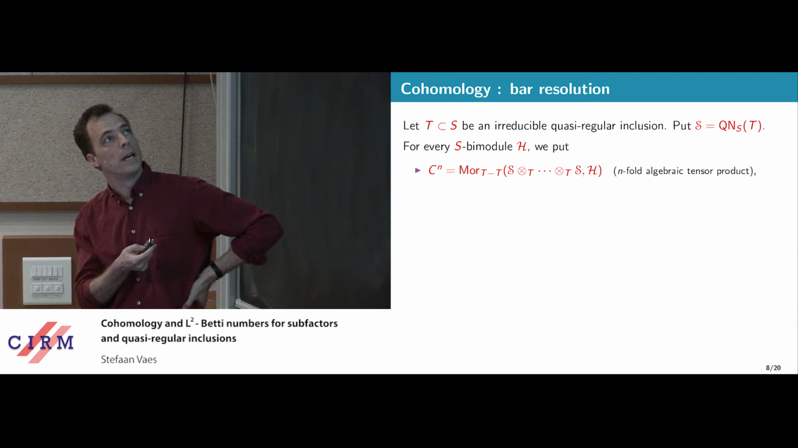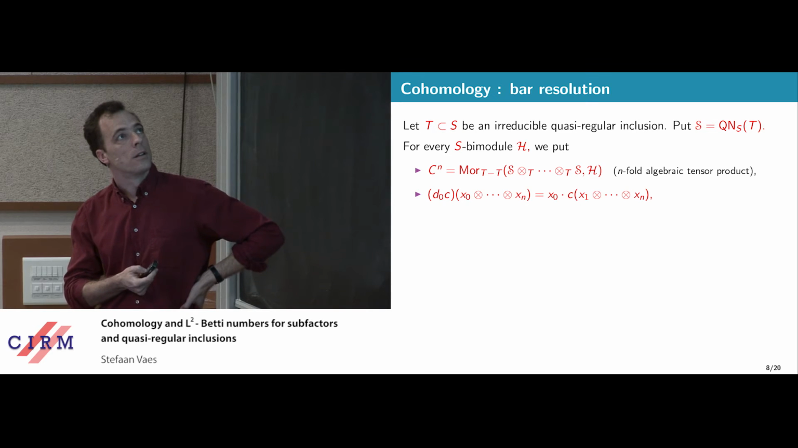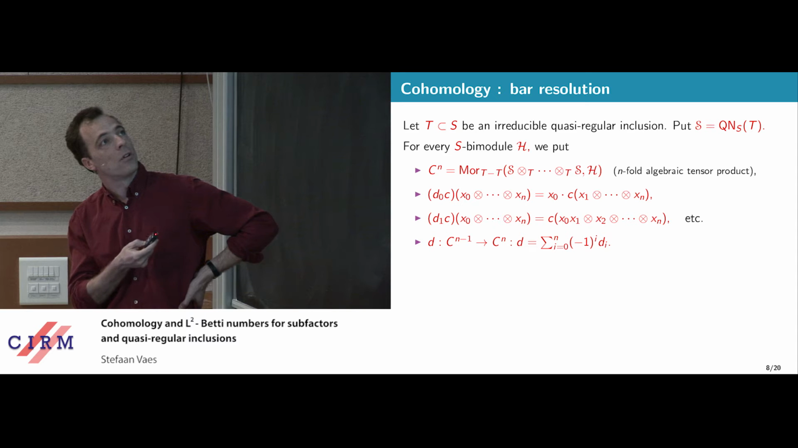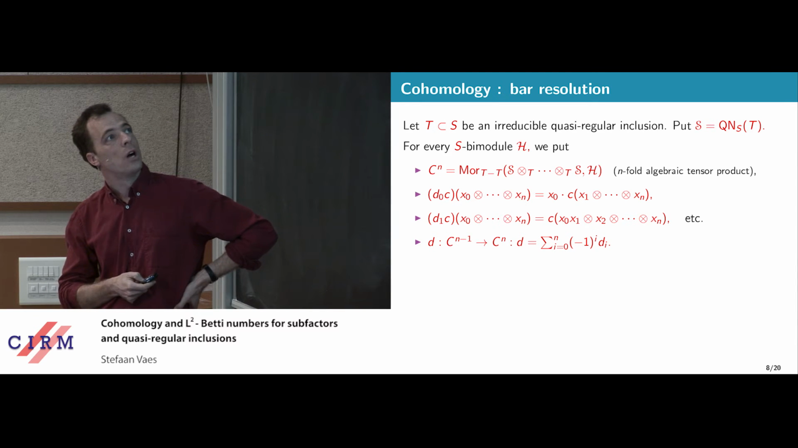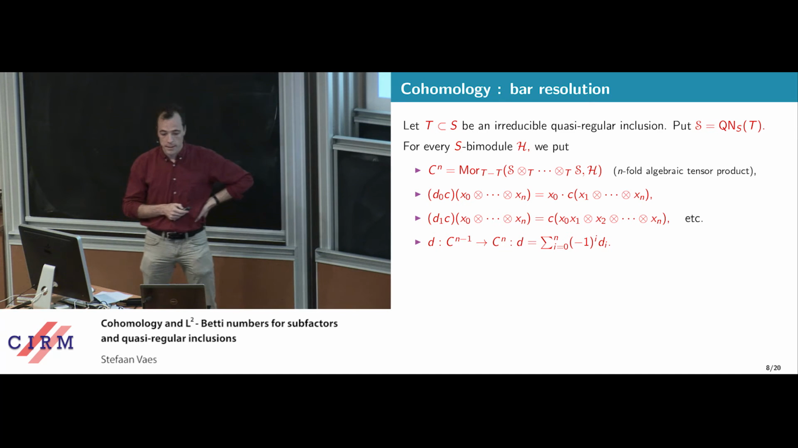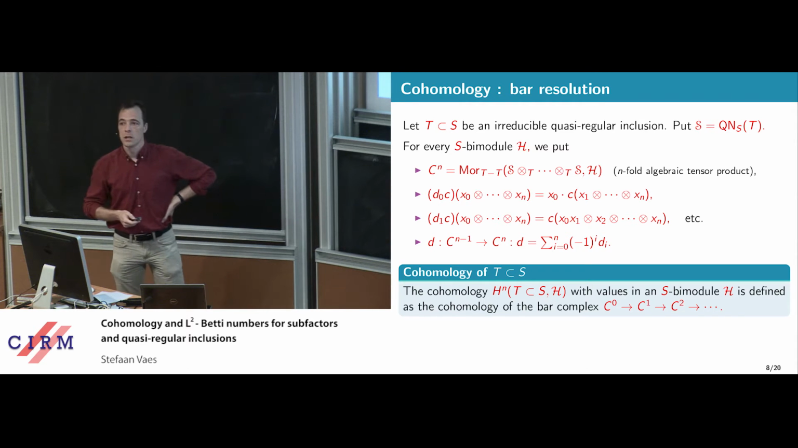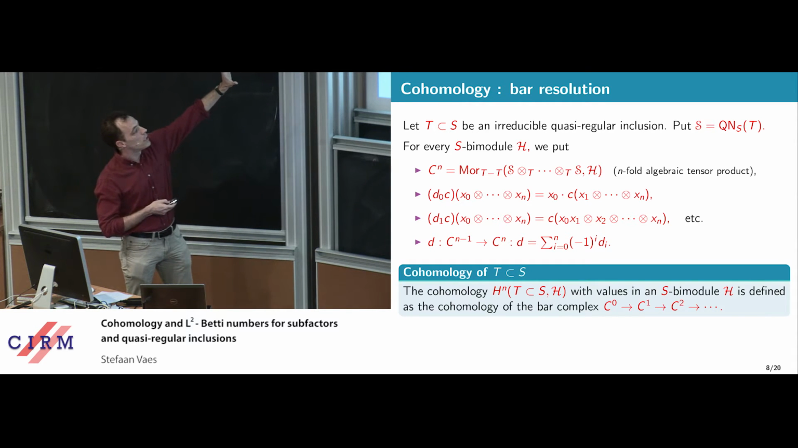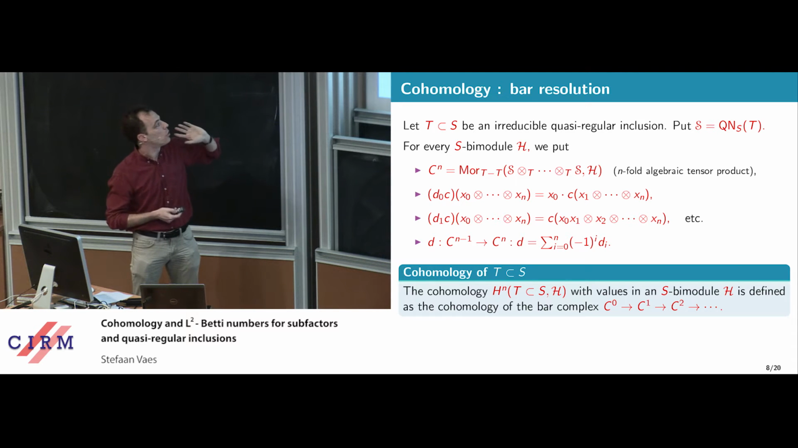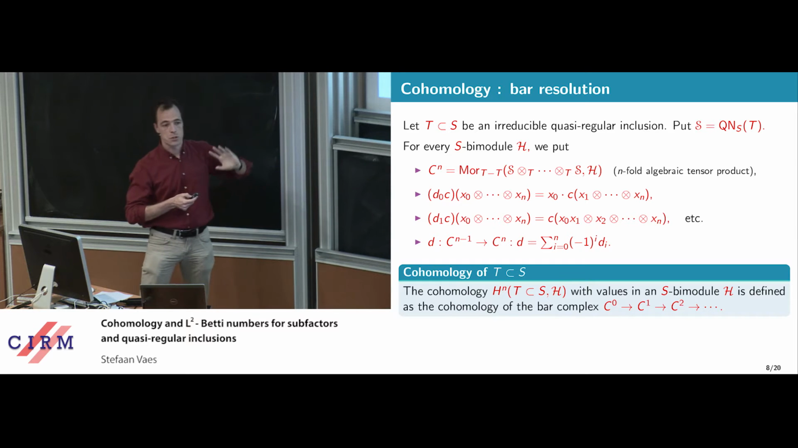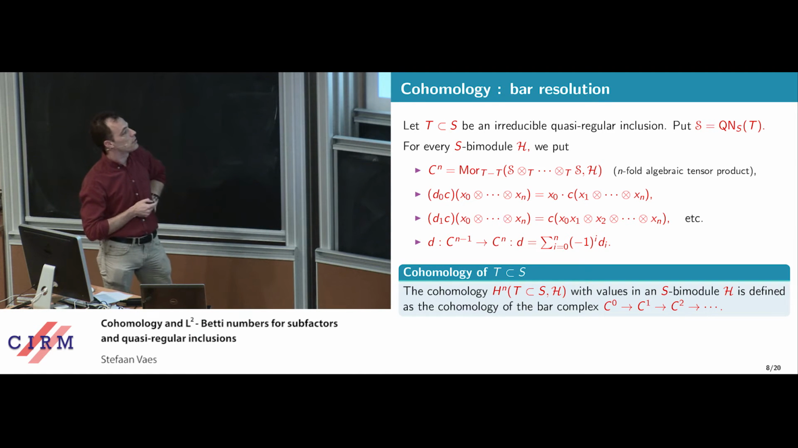and you take T bimodule maps to H. And what are the obvious derivation maps? Here we go. It's like the only thing you can write, and this gives you a well-defined coboundary operator from n-1 cochains to n cochains, and this defines the bar resolution of my cohomology theory. So that's the definition. So the cohomology of any quasi-regular inclusion with values in any S bimodule is just the cohomology of this bar complex.